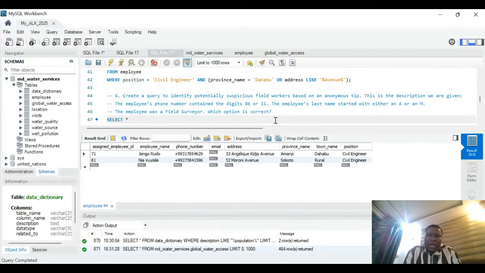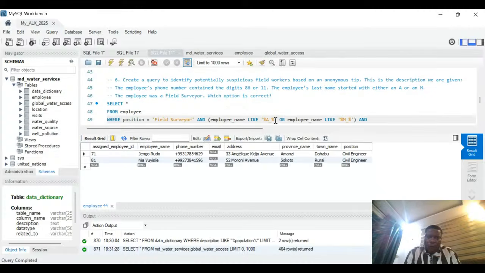So let's go down. We are selecting all from which of the tables? We know that if we want records on employees, then we are looking at the employee table. So that's where we are going. We are selecting all from the employee table. Where, what are the conditions? Remember, there's one condition that is very constant, which is they have to be field surveyors. So we put that one first. Now, any of the two conditions that were given can fit one person or another. So the first thing is to look for field surveyors and look for any of these two situations.